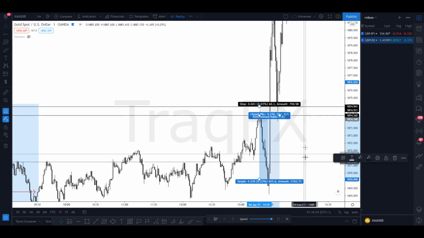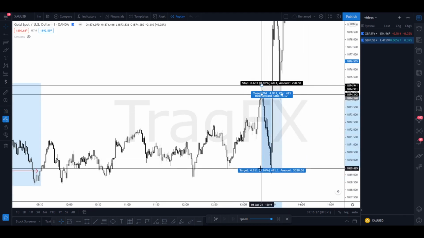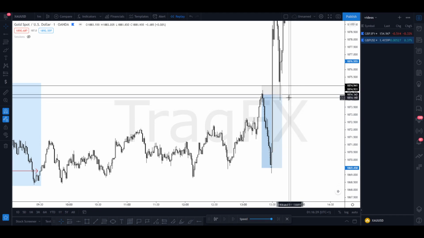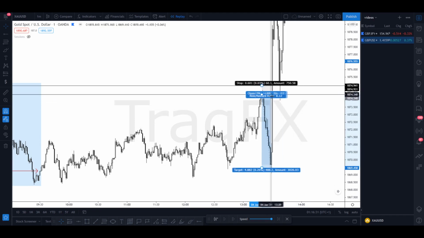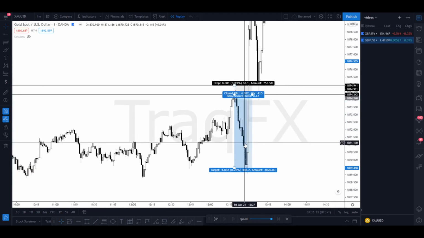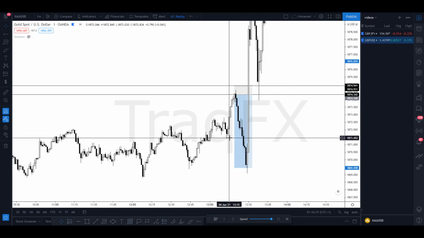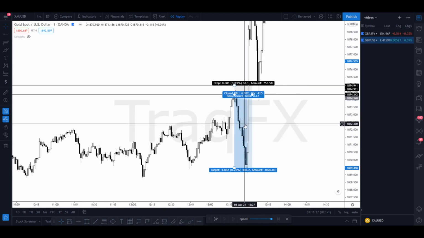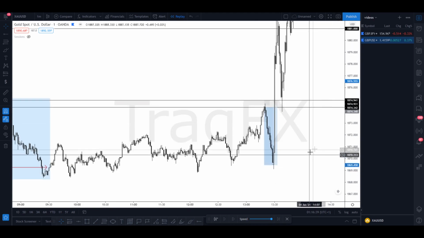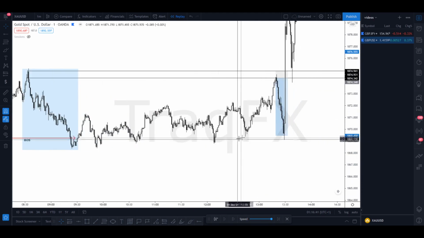6 pip stop loss with a nice 48 pip TP, right? So look at that, look how clean that is. You're risking 6 pips to make 48 pips, which is crazy, right? Or I think that's 48. Yeah, that's 48 with the 6 pip. So that's crazy, right? That's generally how scalping works.